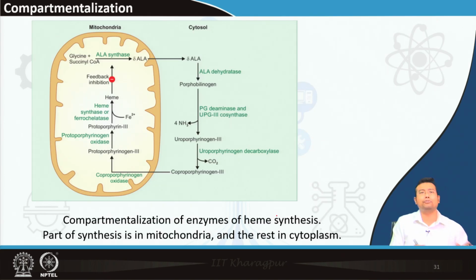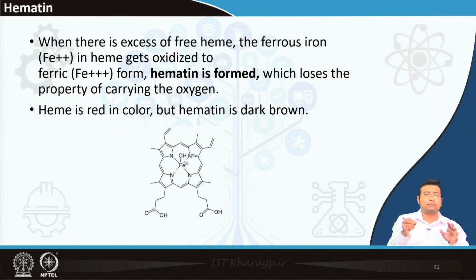If we look at the compartmentalization, the reactions are happening partly inside the mitochondria. First, second, third, fourth, fifth, sixth, seventh. You can see 2, 3, 4 are happening in the cytosol, and 1, 5, 6, 7 are happening inside the mitochondria, right. So, be very careful about which enzymes are present where.